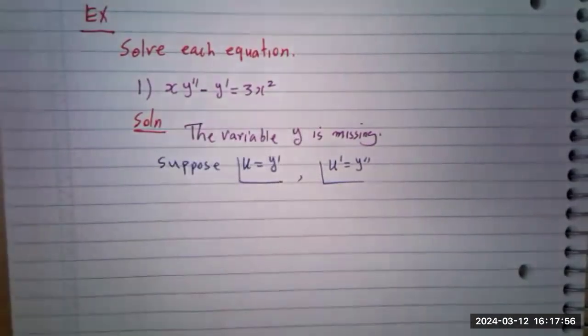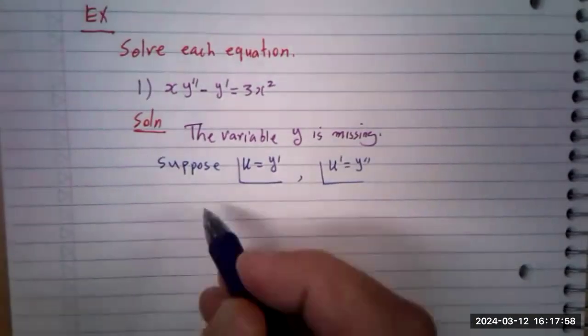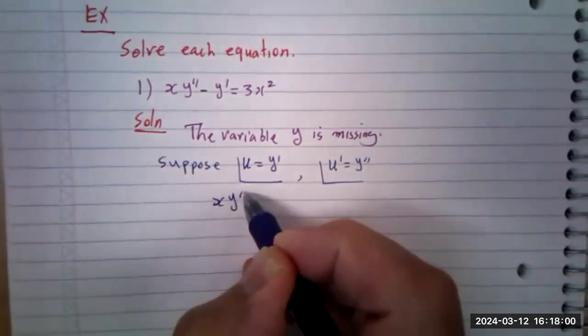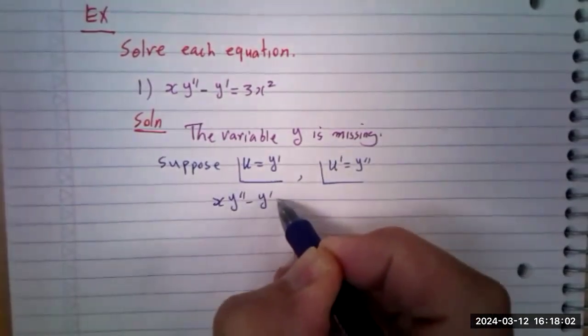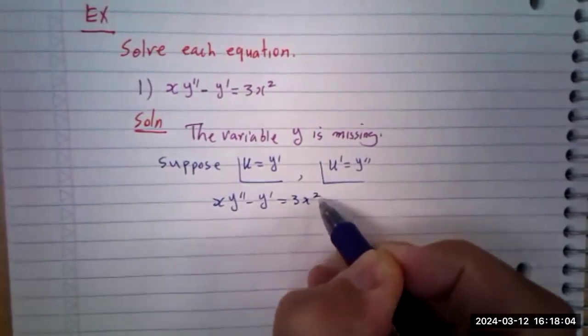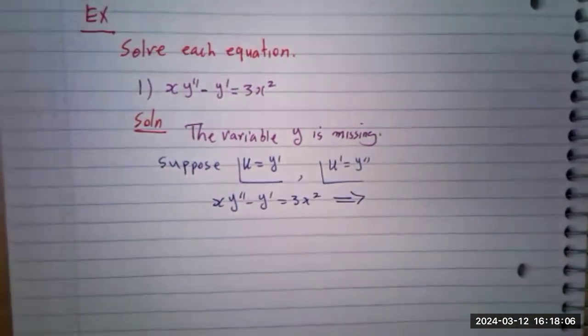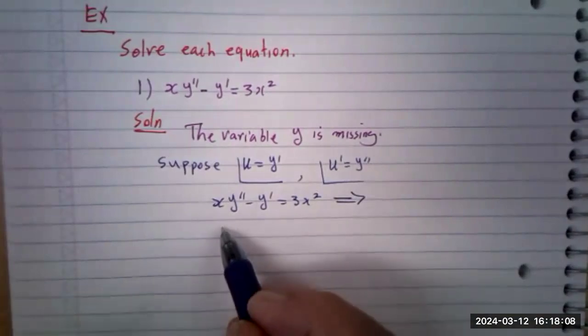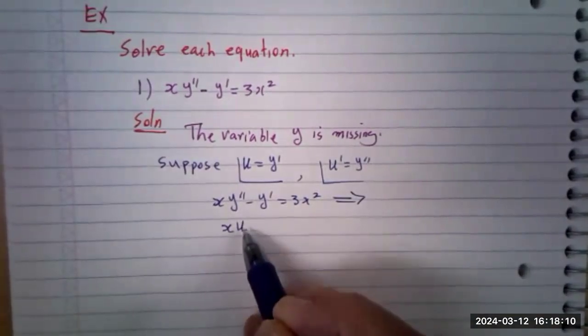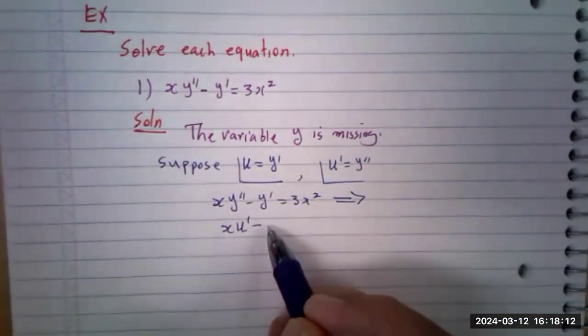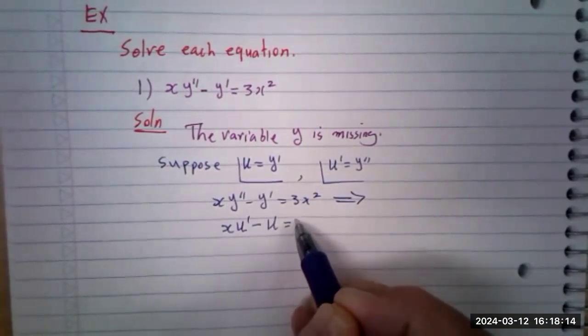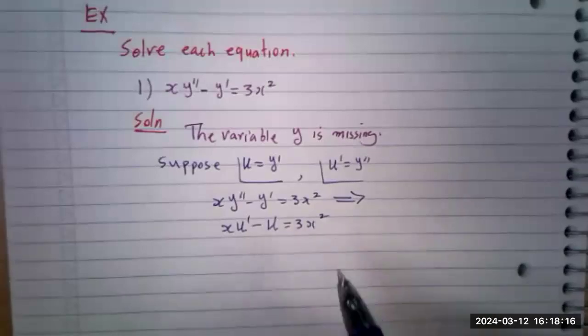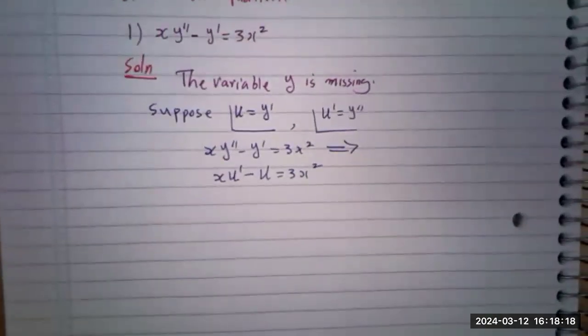This is the original equation. You substitute and rewrite it. So x y double prime minus y prime equals 3x squared that we have. Now we rewrite it. y double prime is u prime. So x u prime minus u equals 3x squared. See, from now on, it's an equation in u and x.